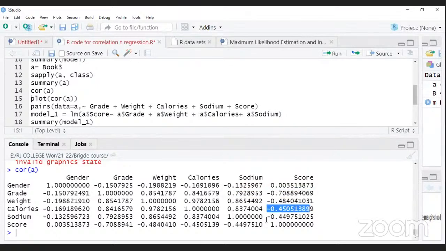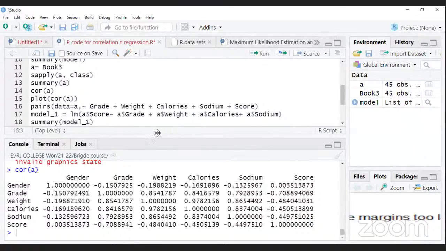You can look at this data. Looking at this data also, one can see a relationship between grade, gender, weight and score, and so on. But there is a strong relationship between grade and score. You can take score with grade, score with weight, etc. You can interpret this to a certain extent, but if you just plot this data, you will understand it better.